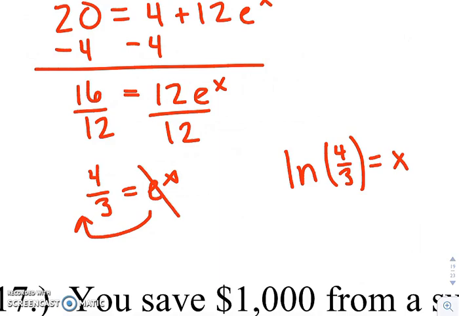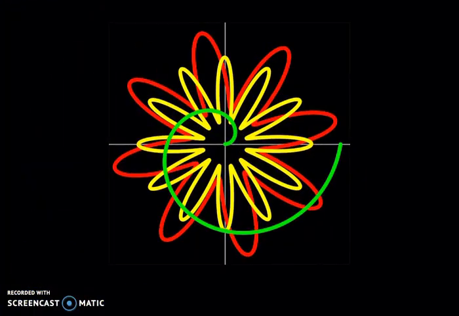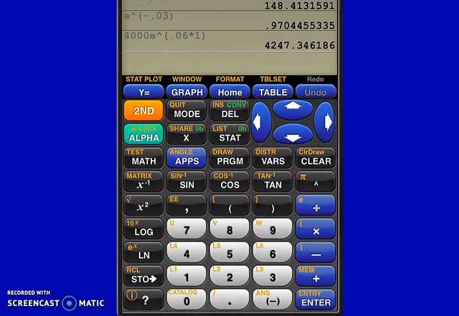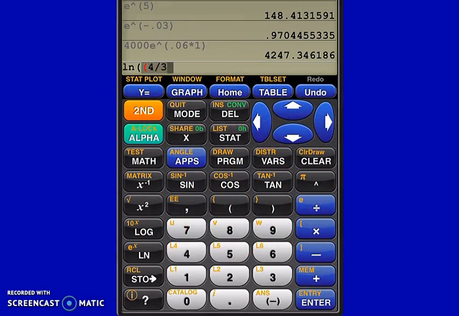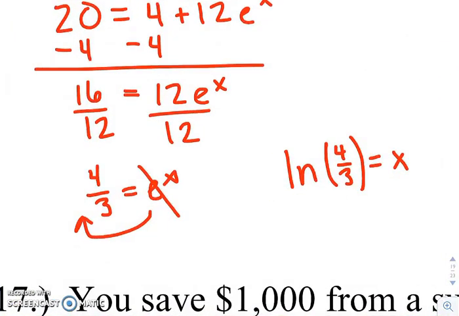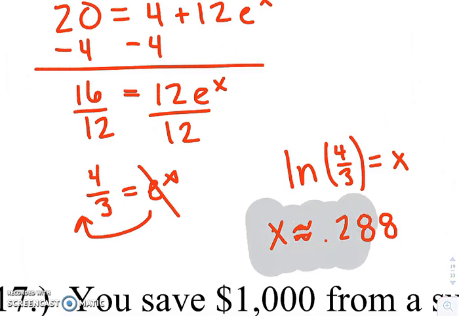So ln, natural log of 4/3, 0.288 we'll go with. So x equals approximately 0.288. And remember, when you guys are solving for these, you should have a calculator for these problems.